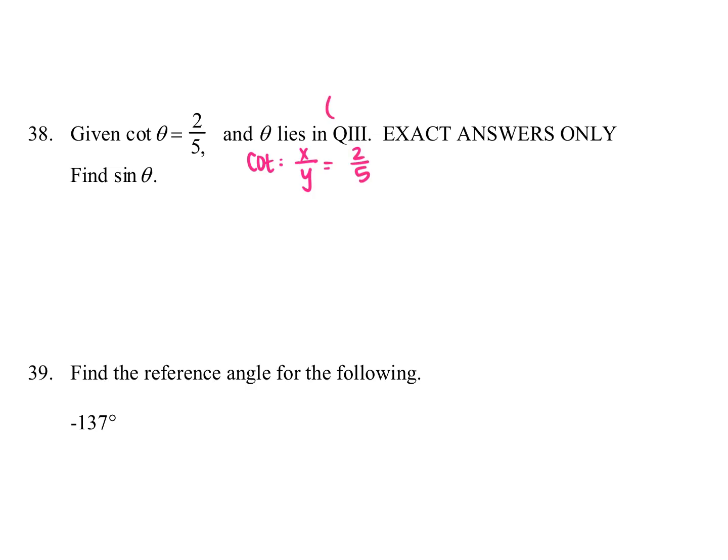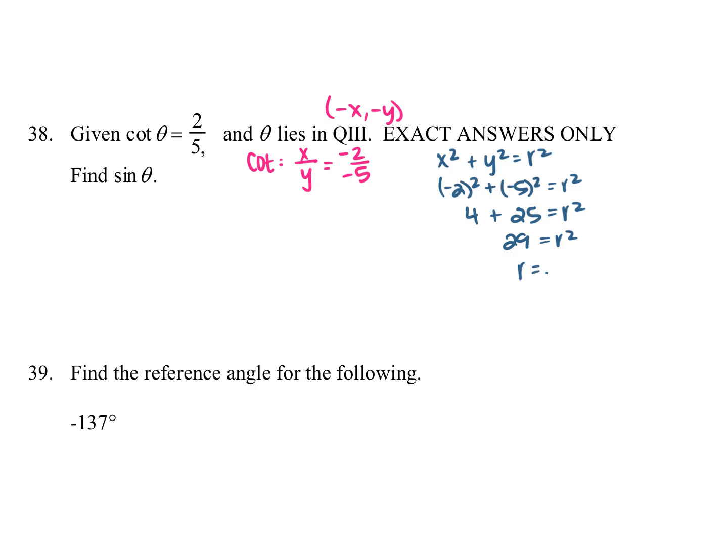Quadrant 3, if you remember, means that you have a negative x and a negative y. So both of these are negatives. We have to find r, which is always positive. So we're going to do that by taking x squared plus y squared is equal to r squared. So that's negative 2 squared plus negative 5 squared is equal to r squared. So 4 plus 25 is equal to r squared, which is 29 is equal to r squared, giving us r as the square root of 29.